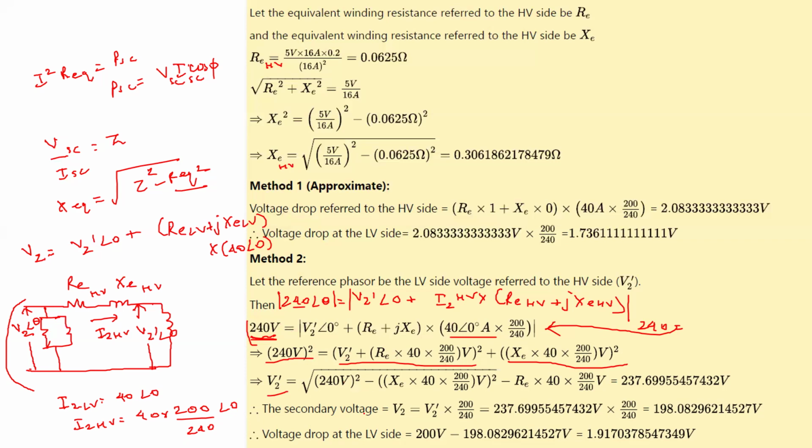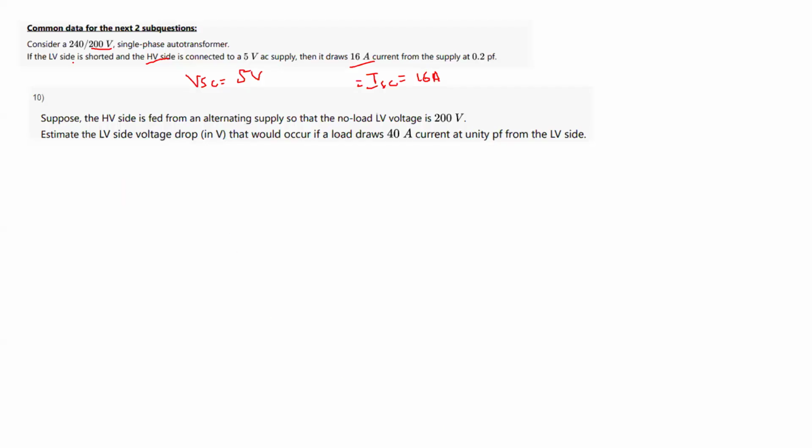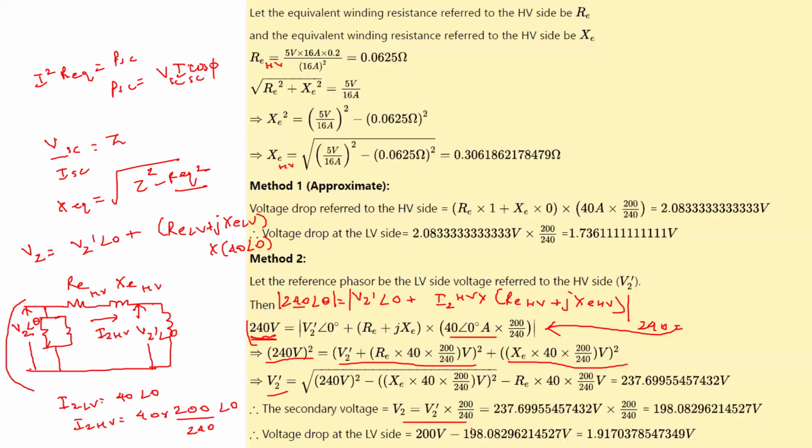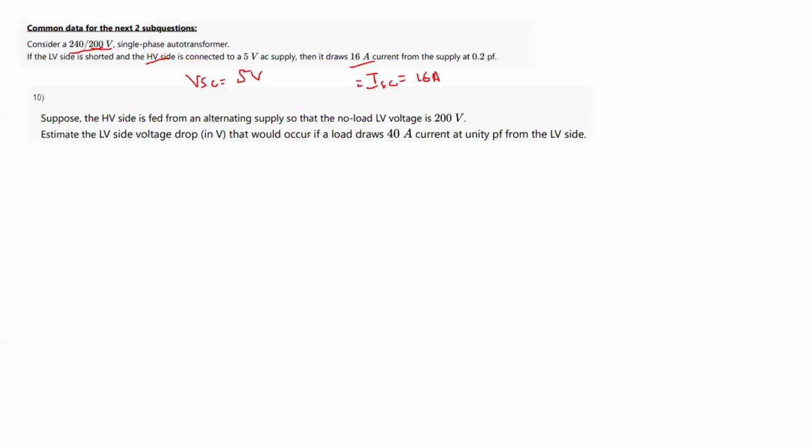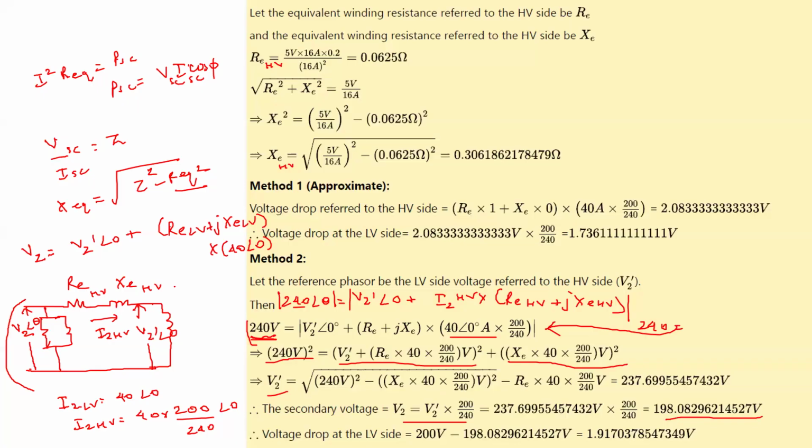Now what they are doing is transferring. You can either transfer your RE, XE and all those, or after solving for this V2 dash, you can transfer it on the LV side, right? So they have transferred it on the LV side. How are they transferring it? By multiplying by the proper turns ratio. If you multiply it by the proper turns ratio, you get this voltage. And in the question they were asking how much is the voltage drop. So rated voltage is 200 volt and this much is the drop. So this is the value of the voltage drop on the LV side.